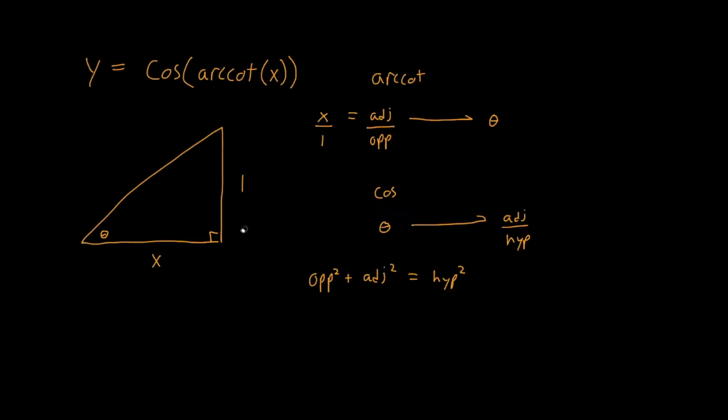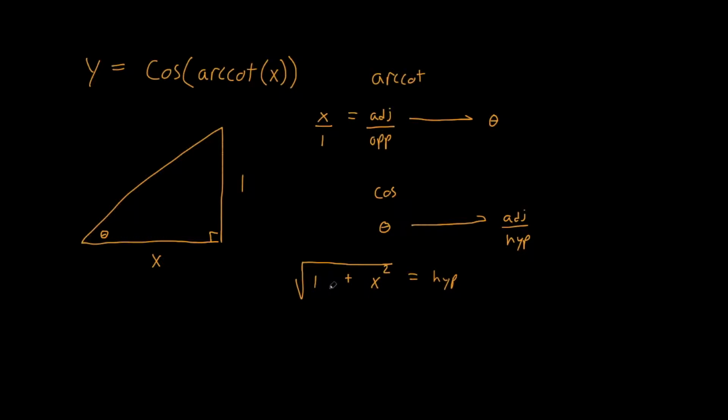And we already have opposite, so we have 1 squared, which is just going to be equal to 1, plus the adjacent side squared, which is equal to x squared, and that equals the hypotenuse squared. So we take the square root of both sides, and we're left with hypotenuse equals the square root of 1 plus x squared.